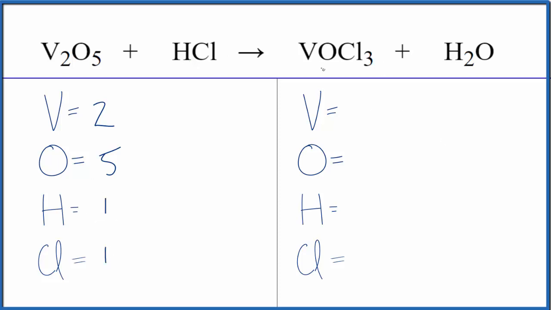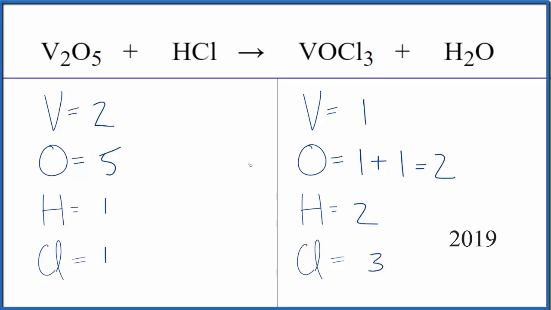On the product side, we have the 1, then we have oxygens 1, but be careful because there's a 1 right here in the water. People often forget that, causes a lot of problems. For hydrogen, we have 2 of those, and then we have 3 chlorines. So once we've done this, we can balance the equation.